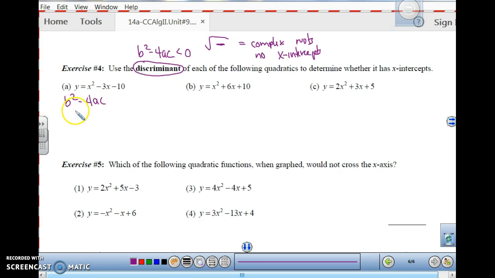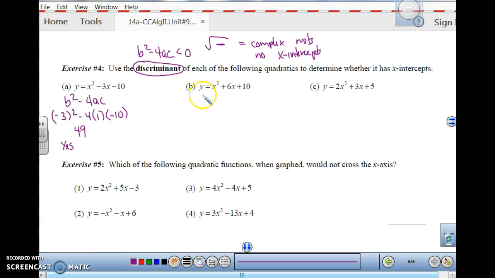have any x-intercepts. So b is going to be negative 3 squared minus 4 times 1 times negative 10. Negative 3 squared is 9, minus 4 times 1 times negative 10 is 40. 9 plus 40 is 49. Will that have x-intercepts? Yes, because that's a positive number. So b squared minus 4ac is greater than or equal to 0.